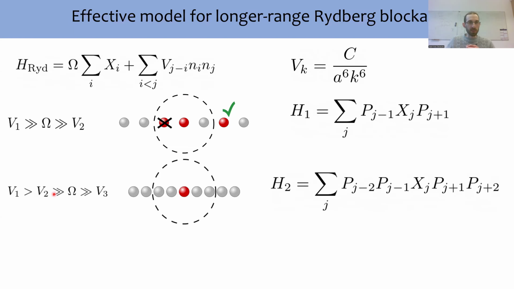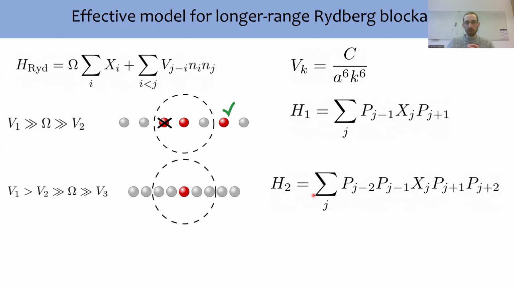By putting the atoms close together, the nearest neighbor and next nearest neighbor interactions will be much stronger. And they can both be much stronger than the flip term. This prevents you from creating neighboring excitations, and this prevents you from creating next nearest neighbor excitations. And so now basically I have a Rydberg blockade radius of 2. So around each excited atom, on each side, I have 2 sites that I cannot excite.